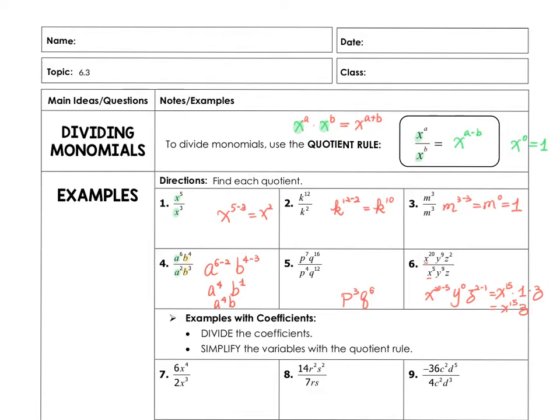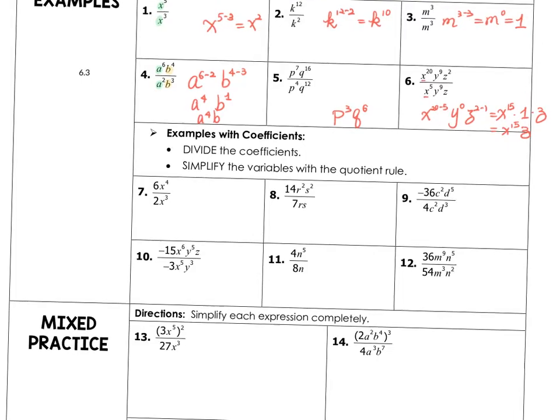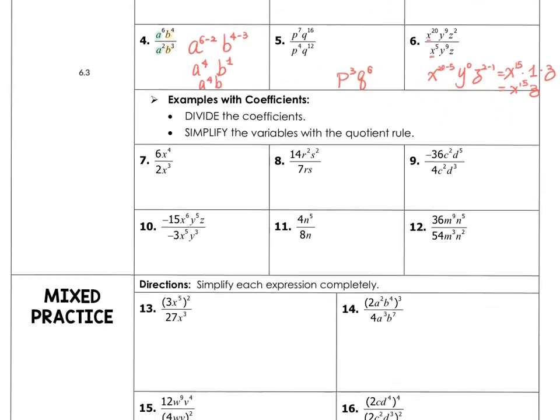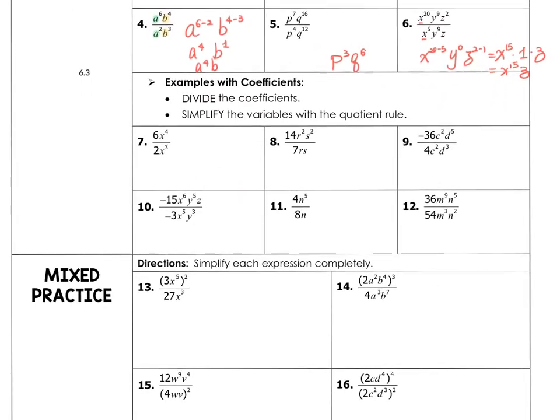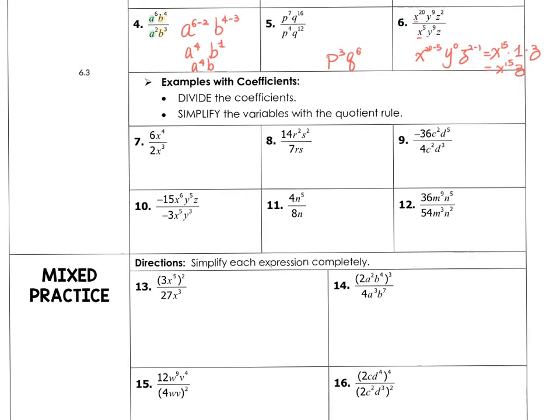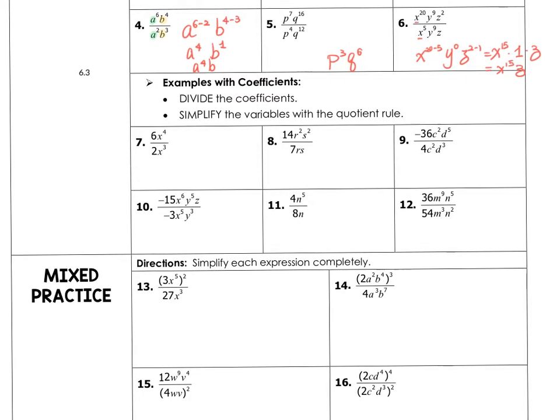All right, so I'm going to move this sheet upward a little. Let's look at some examples with coefficients. In other words, I have numbers involved. If I have numbers, constants involved, I just deal with the constants first. So divide the coefficients and then simplify the variables with the quotient rule.